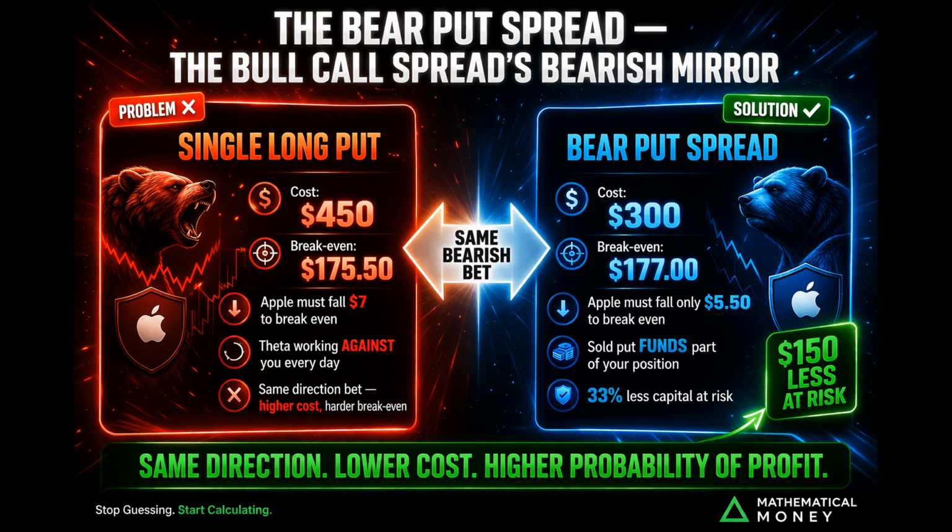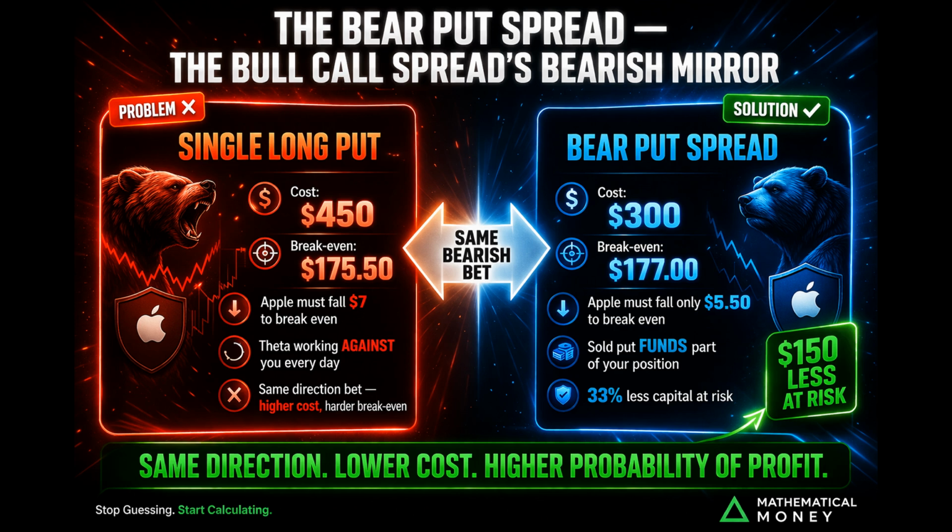The bull call spread gives you a defined risk way to profit when a stock rises. The bear put spread is the exact mirror, a defined risk way to profit when a stock falls. Instead of buying a lower strike call and selling a higher strike call, you buy a higher strike put and sell a lower strike put. Same logic, same structure, opposite direction.